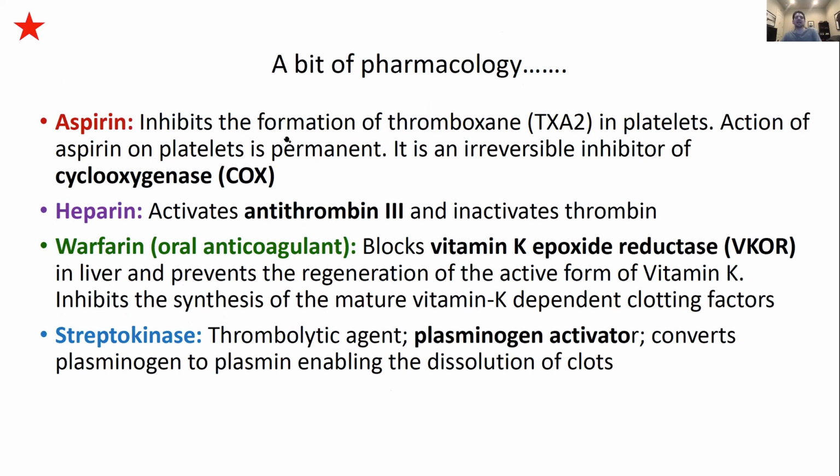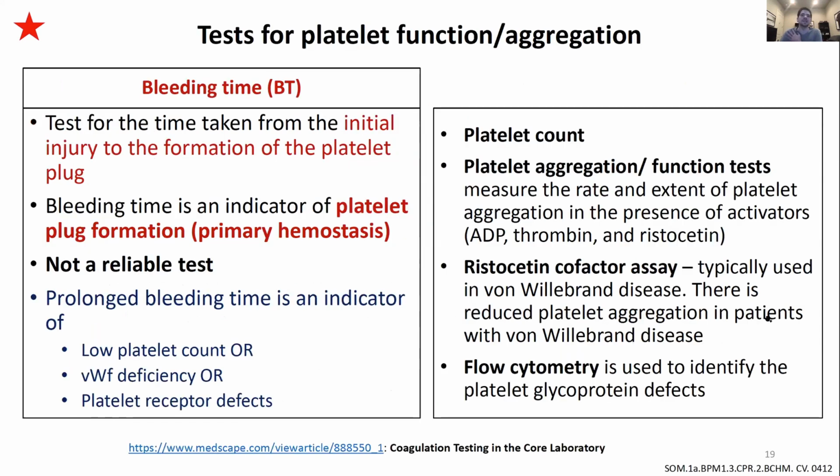And then I put a star on this slide. Remember, aspirin irreversibly inhibits COX-1 and COX-2. Heparin activates antithrombin 3. Warfarin will block the use of vitamin K. And streptokinase is a plasminogen activator, which activates the plasmin, which will help you break down clots.